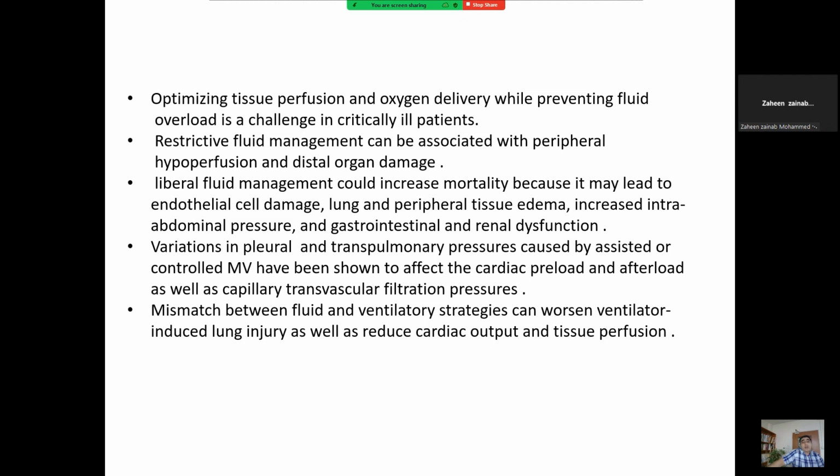Variation in pleural and transpulmonary pressure caused by assisted or controlled mechanical ventilation have been shown to affect the cardiac preload and afterload, as well as capillary transvascular filtration pressure. Mismatch between fluid and ventilatory strategies can worsen ventilator-induced lung injury as well as reduce cardiac output and tissue perfusion.